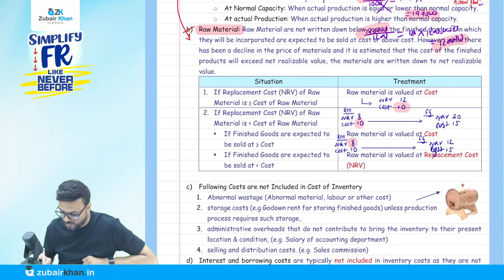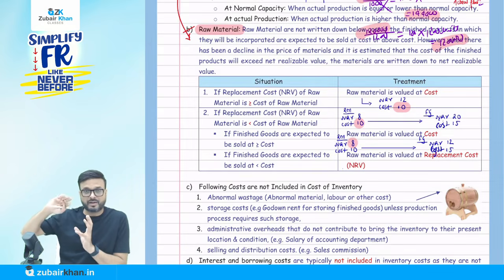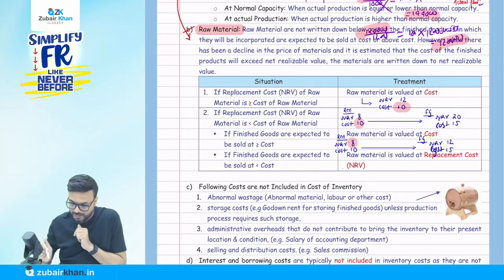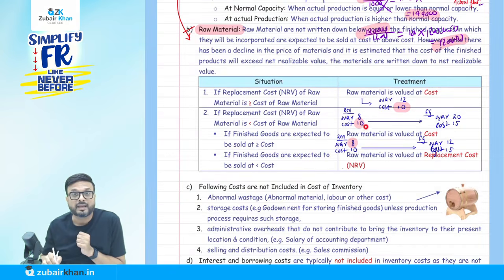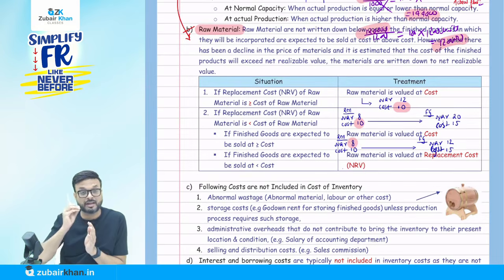Here my NRV is 20, here cost is 15. So I am going to sell my finished goods for more than the total cost. The total cost of the finished goods is 15 and the NRV of the finished goods is expected to be 20. So when I sell the finished goods, it will be more than the cost. It will not be at a loss. Okay. So here they say in that situation, even though logically we do cost or NRV, whichever is lower.